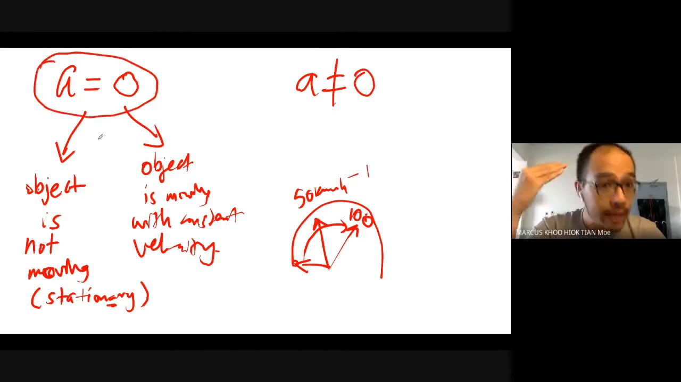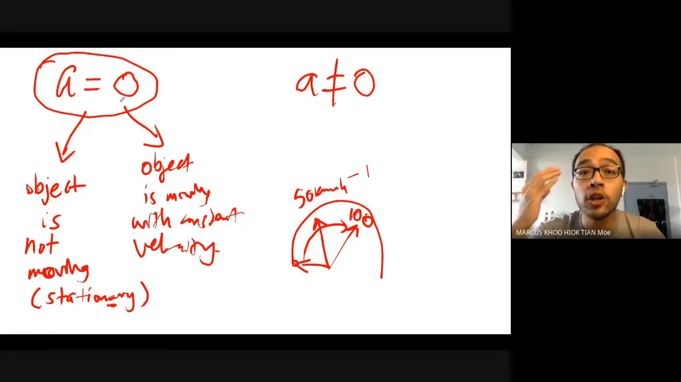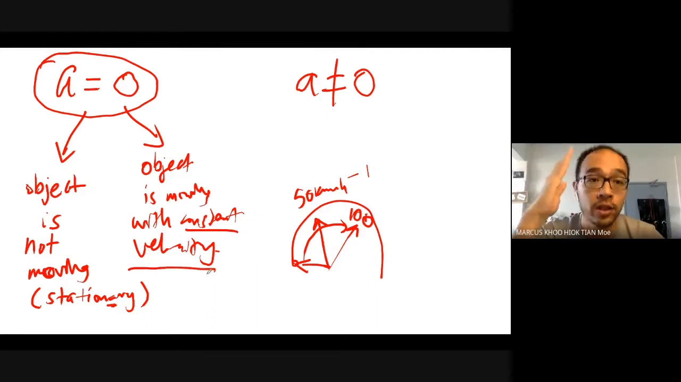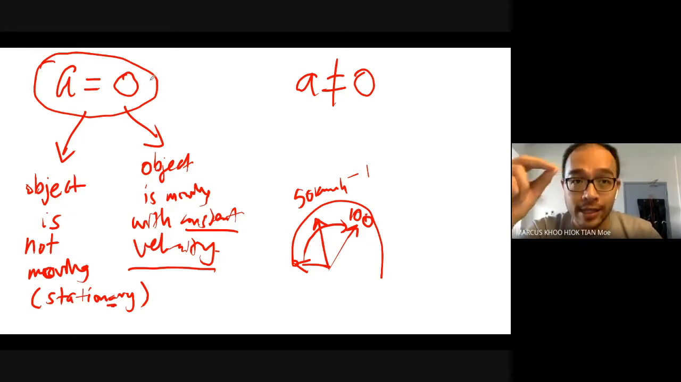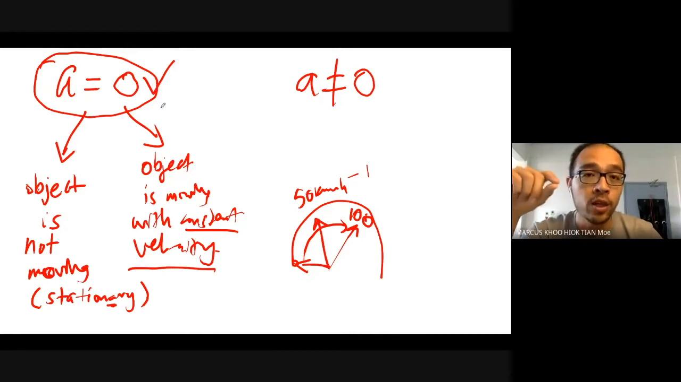Are you moving? Yes, you are moving, but you're just not getting faster. You're maintaining the speed. And in physics, we call this constant velocity. The velocity is unchanging. Your speed does not change, but you are moving. You're just not getting faster. And that is an acceleration equals 0 moment where the forces are balanced.